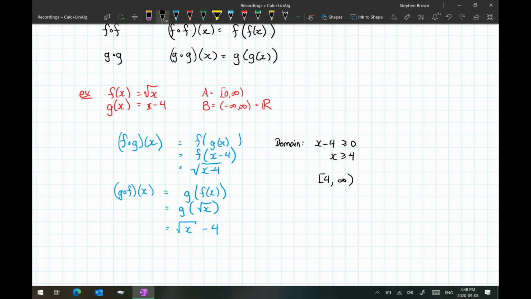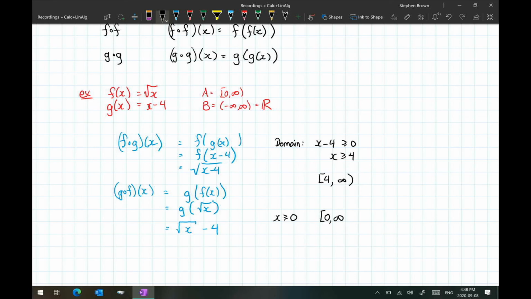Now, what about the domain for this? You have to make sure that x is in the domain of f. So we know that we need to have x being greater than or equal to 0. And then we have to make sure that f of x is in the domain of g. But the domain of g is all real numbers, so that doesn't give us any additional restrictions on x. The only restriction was that x has to be greater than or equal to 0, or in interval notation, from 0 to infinity.